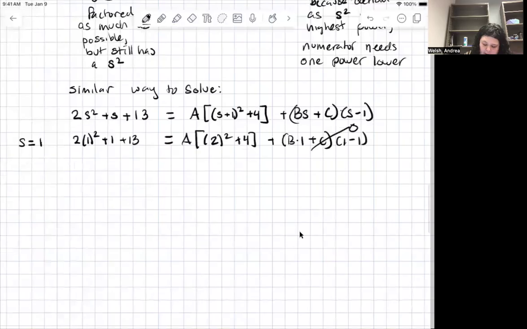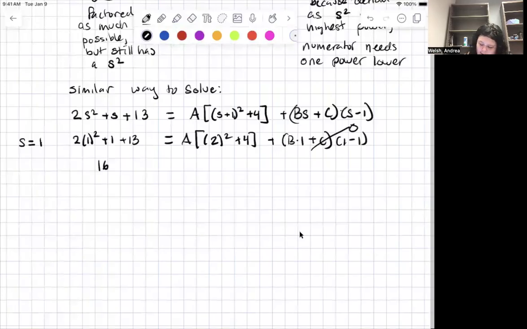Let's do some simplification. 2 plus 1 plus 13. I'm just going to add that all together. So that's 3 plus 13, that's 16, if I'm doing things correctly. Then we have 4 plus 4 is 8. All right, that's pretty nice. So we get A equals 2.